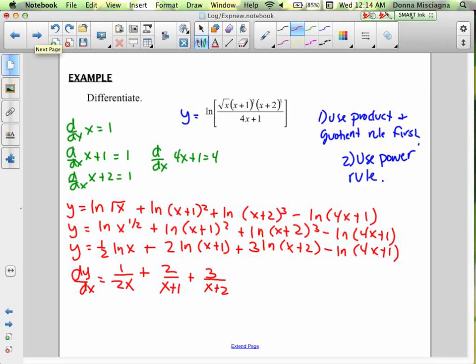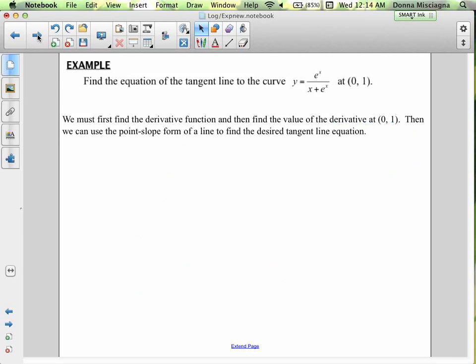And the last one, we have a chain rule, and so that would be minus 4 over 4x plus 1. Now if there had been a scalar multiple, we would have just multiplied it as well. So there we go. dy/dx equals 1 over 2x plus 2 over x plus 1 plus 3 over x plus 2 minus 4 over 4x plus 1. And that's it. On these logs, simplifying really makes it a lot easier.